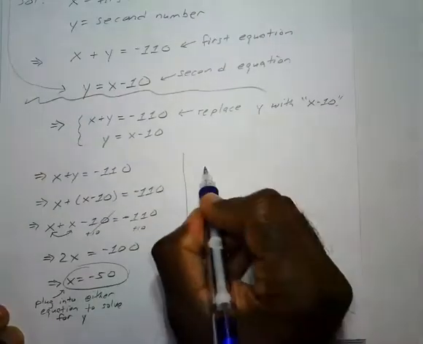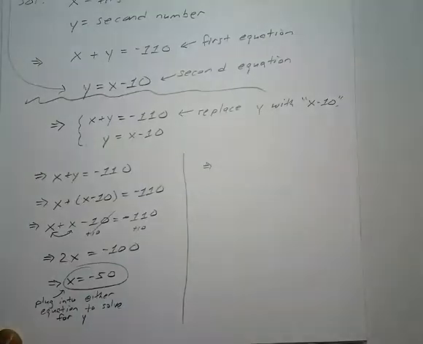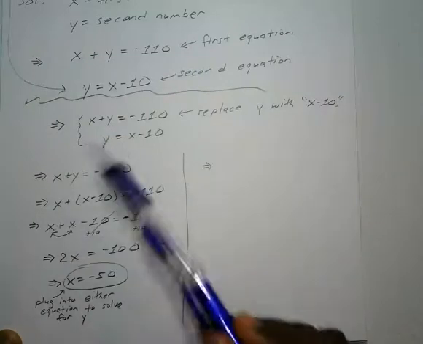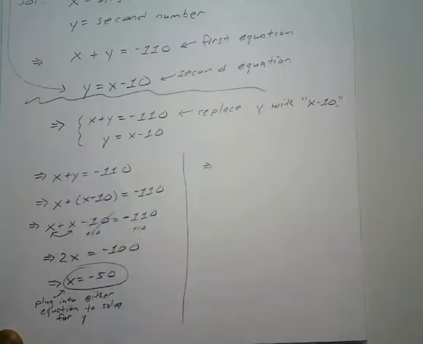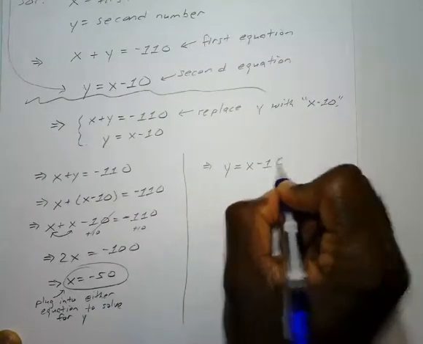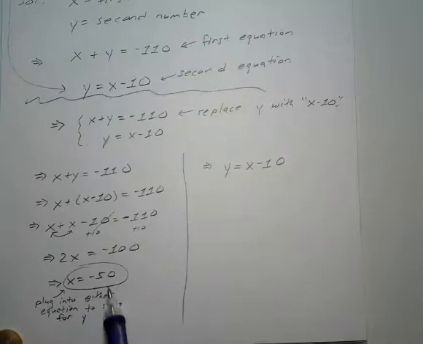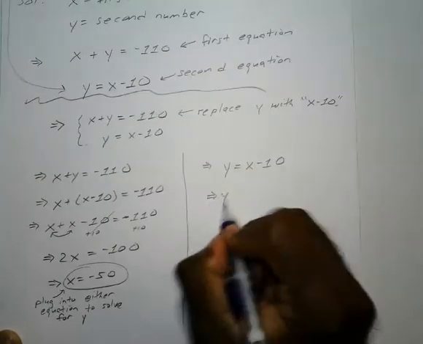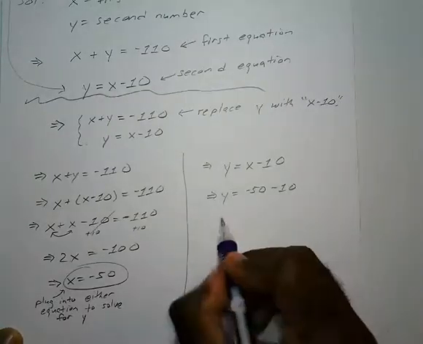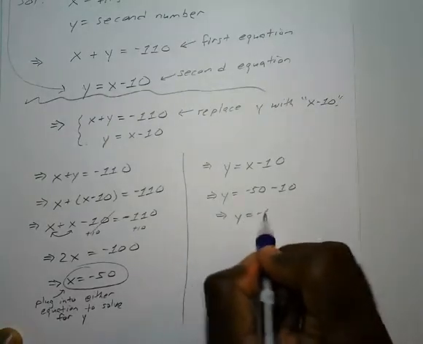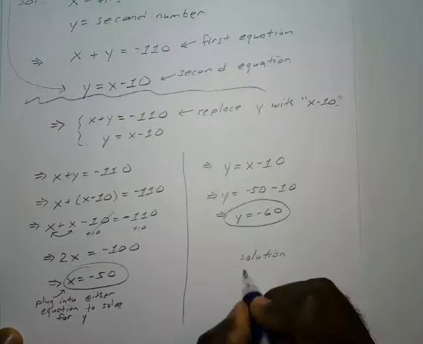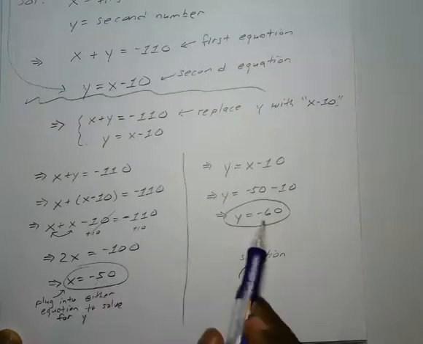Okay, so if we go ahead and plug that in, we can use either equation, either the x plus y or the y equals. Of course, I'm just going to pick the y equals because it's easier. So y equals x minus 10. If we plug in x equals negative 50, that's y equals negative 50 minus 10. So we end up with y equals negative 60. So your solution, remember it's x comma y, so it's negative 50 comma negative 60.